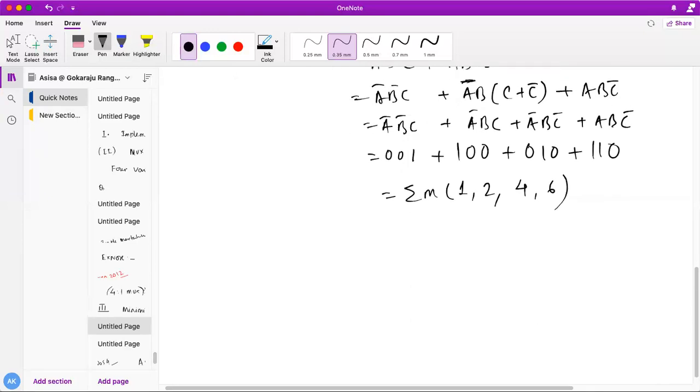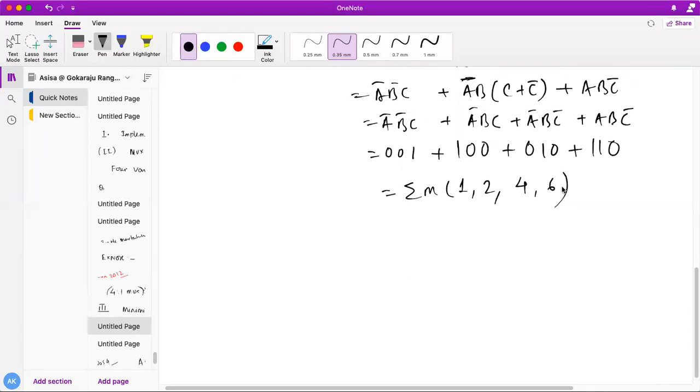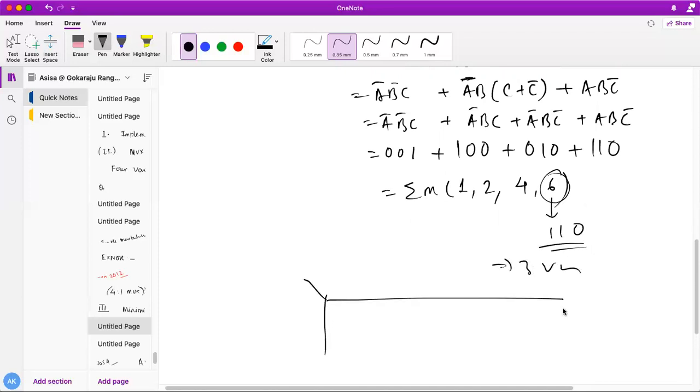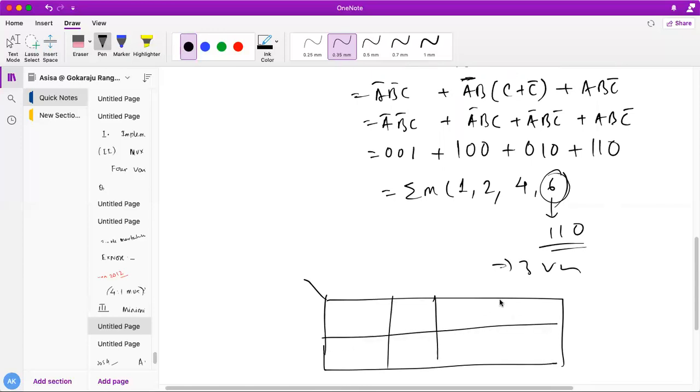Now you can easily construct a K-map. Obviously, how many variables? 3 variables, so it's a 3 variable K-map. 3 variable means I can construct it using 8 cells, just constructed like this. So this is my A, this is my BC: B bar C bar, B bar C, BC, BC bar, and A bar and A.